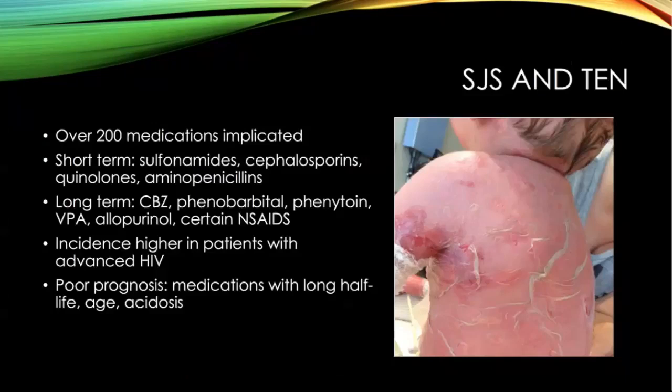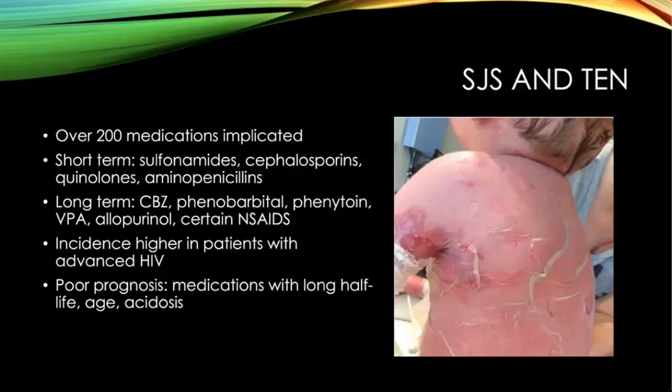So just talking a little bit more about Stevens-Johnson's and TEN, and here's an example here. There are actually over 200 medications implicated in TEN, and they can be divided into short-term and long-term medications. The most common short-term medications include trimethoprim-sulfamethoxazole and other sulfonamides, cephalosporins, quinolones, and aminopenicillins. With chronic use, the increased risk mainly occurs in the first 2 months of treatment and was greatest for carbamazepine, phenobarbital, phenytoin, valproic acid, allopurinol, and certain nonsteroidal drugs.